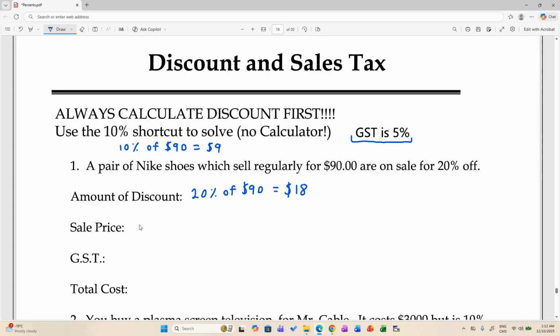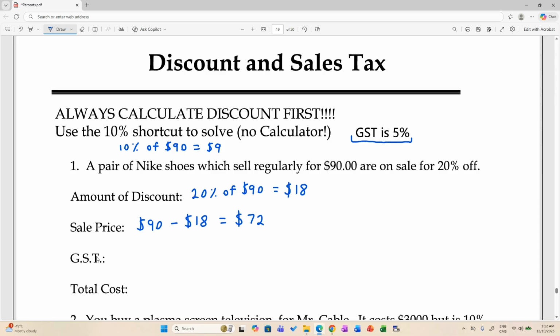The sales price is simply going to be my $90. So that's my regular price item. And I'm going to subtract from it the amount discounted. I'm going to subtract 18 because 18 is basically 20% of $90. And to have 20% off, I must subtract the $18 from my regular sales price. So after the discount of 20% off, I'm going to have 90 minus 18 is going to be 72. So my sales price is now $72.